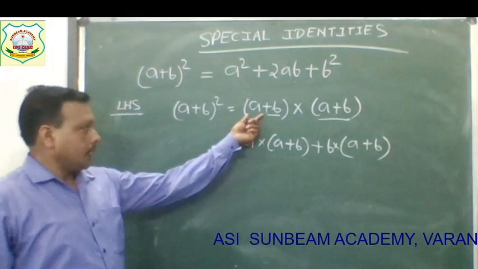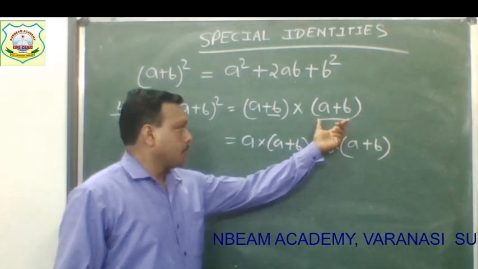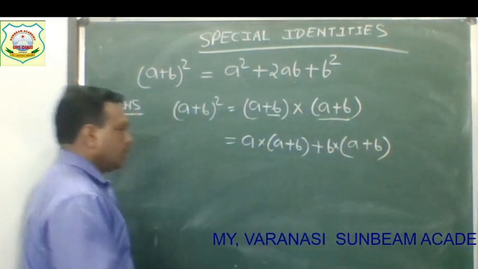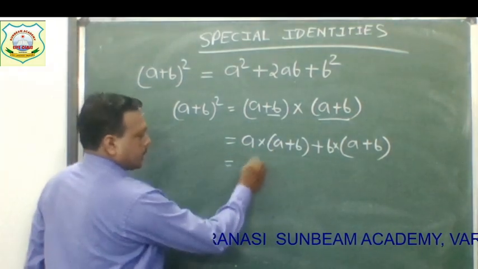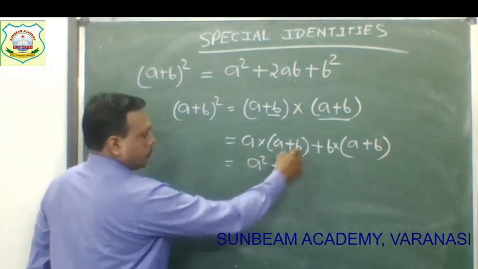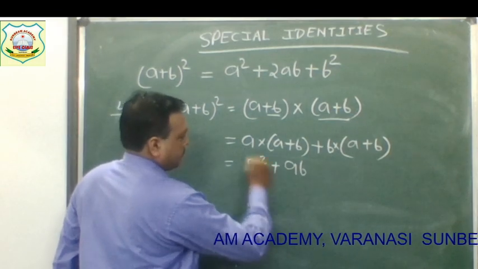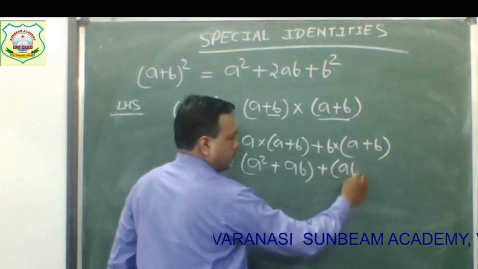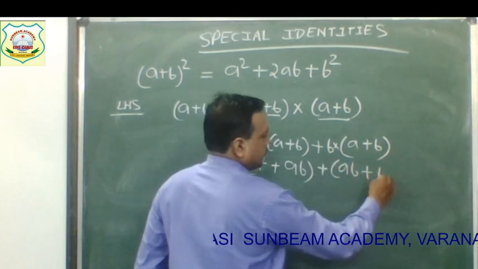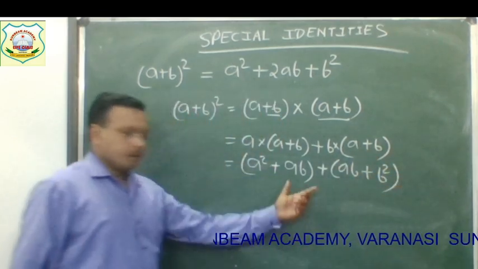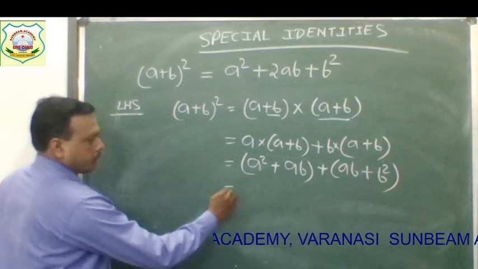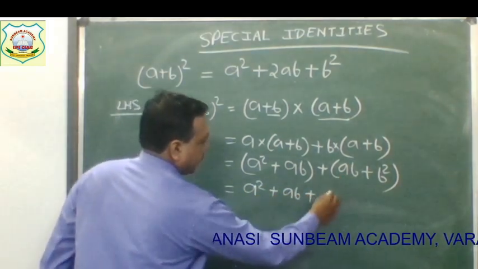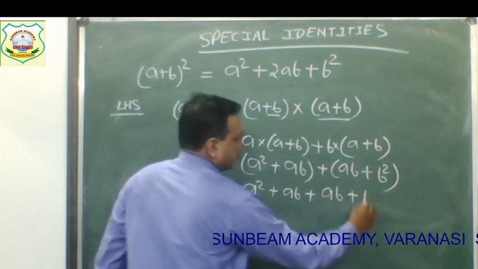So you know that, right? a multiplied by a plus b. Now plus b multiplied by a plus b. Clear? a into a, that is a square, plus a into b, that is ab. Clear? Plus b into a, that is ab. No problem there. b into b, that is b square. Now open the bracket. a square plus ab plus again ab plus b square.